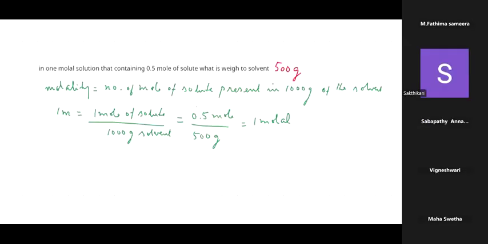In a 1 molal solution containing 0.5 mole of the solute, what is the weight of the solvent to be taken? Molality is the number of moles of solute present in 1000 gram of the solvent. 1 molal solution means 1 mole of solute present in 1000 gram of the solvent. Therefore, if 0.5 mole of a solute is taken, that has to be dissolved in 500 gram so that you will get a 1 molal solution.